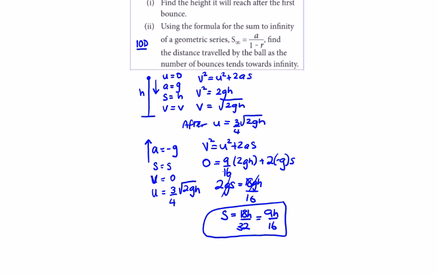Then using the formula for the sum to infinity, a over 1 minus r, find the distance traveled by the ball as the number of bounces tends towards infinity. So we need a, and we need our common ratio. a is the first term, and r is the common ratio. So we have the common ratio here. It's going to bounce this much higher every time.